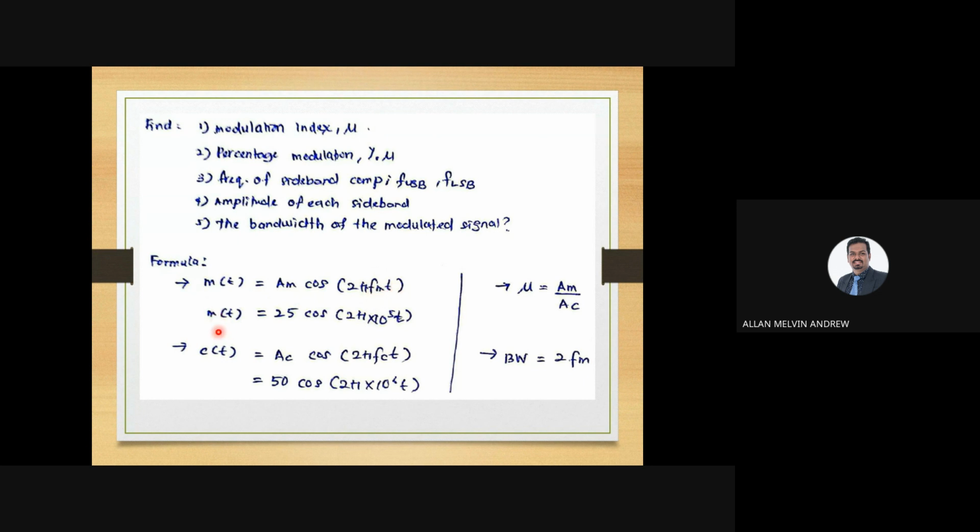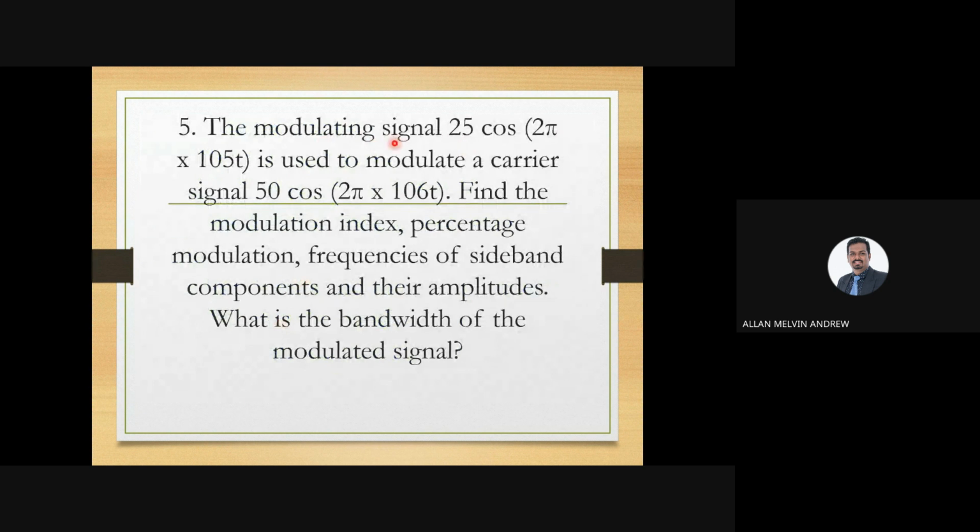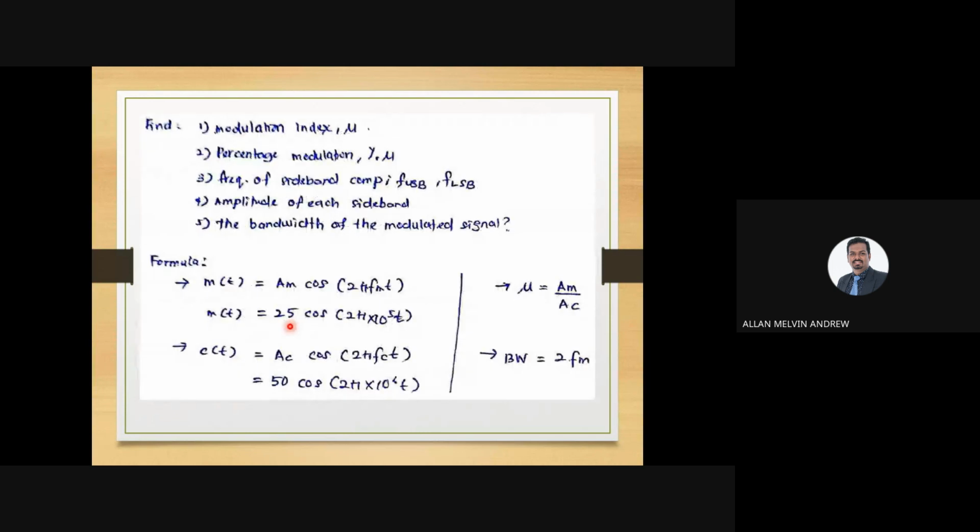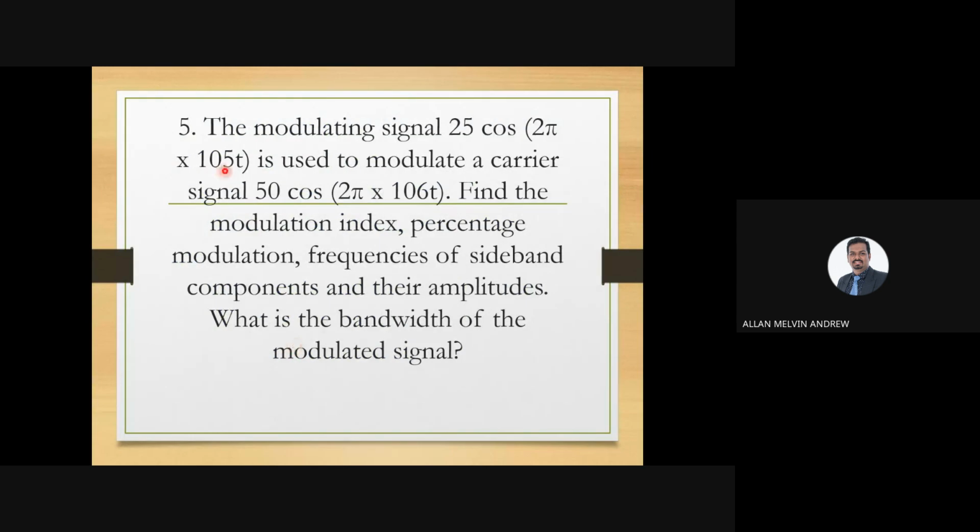Earlier in this question, they say the modulating signal is 25 cos 2 pi times 10 to the power of 5 t. So you just write it down and compare. Based on this comparison, what is the value of AM? 25, a direct comparison. So AM is 25, cos 2 pi FM t, and FM is 10 to the power of 5.